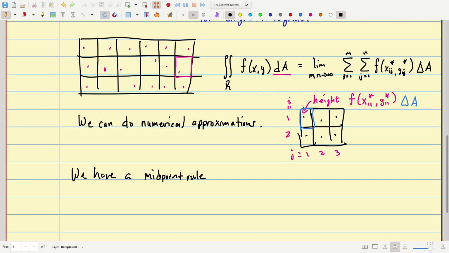Okay. I'm sure that you were also told in your Calculus 1 classes that the midpoint rule is a really good way to do numerical approximations for integrals. Okay. It still works here.